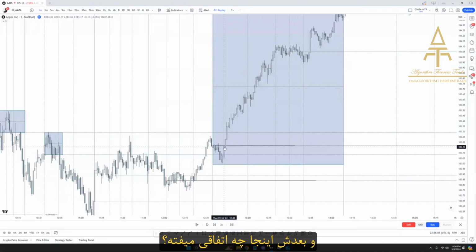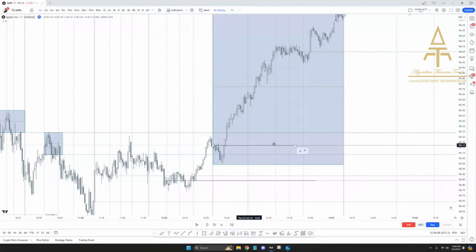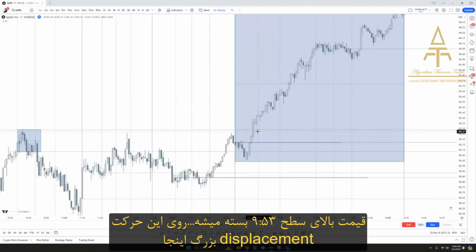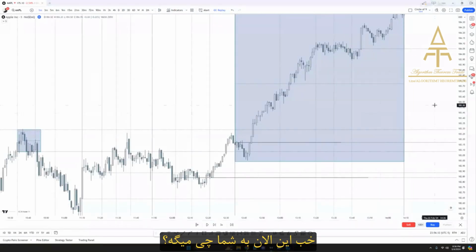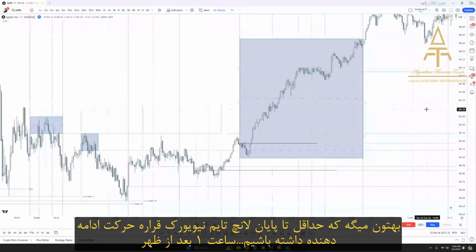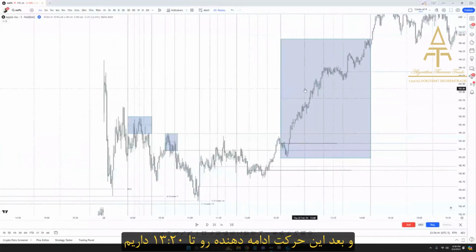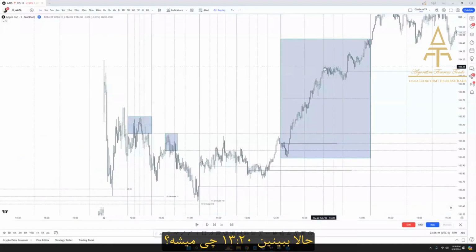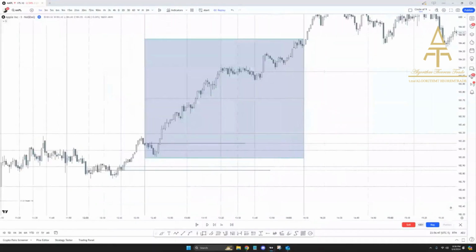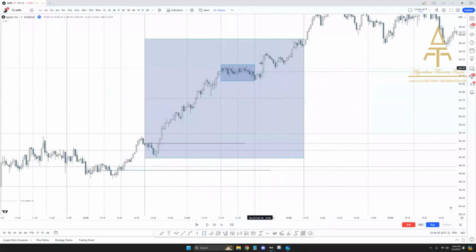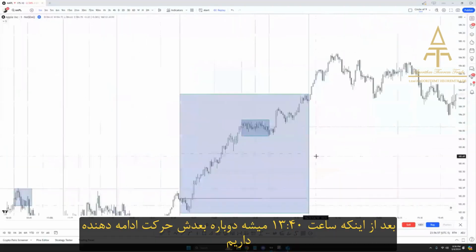And then what happens here? Price closes above the 1235. Then what happens here? Price closes above the 953 on this large displacement move here. So what does that tell you? It tells you that you're going to see continuation until at least the end of New York lunch, 1 p.m. Thereafter, you're going to want to see continuation until 1320. And look what happens at 1320. Consolidation until 1340. Once 1340 hits, you see continuation thereafter.